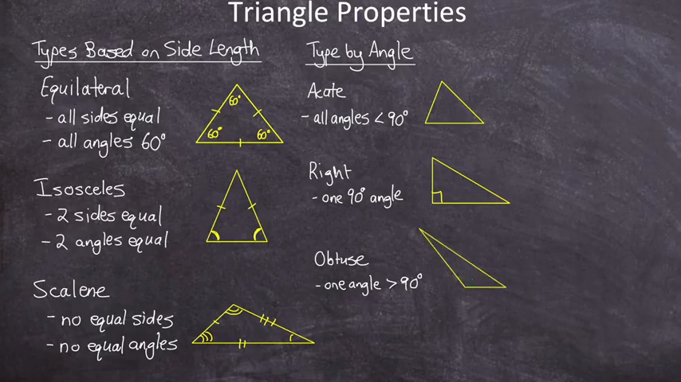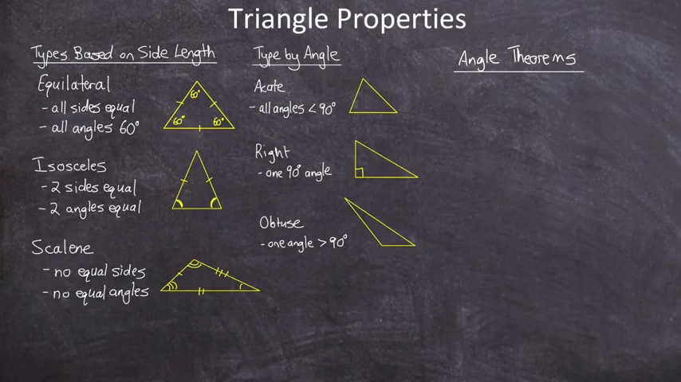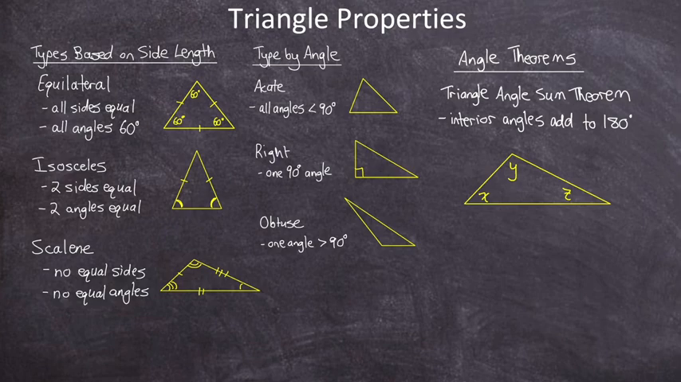And then the last thing I want to show you in this section are two different angle theorems for within triangles. There's the triangle angle sum theorem, which states that all the interior angles in any triangle add to 180 degrees. So in this triangle, the interior angles, let's call them x, y, and z. Even though I don't know the measure of any of the three of those angles, I know that the sum of those angles, x plus y plus z, has to be equal to 180 degrees.